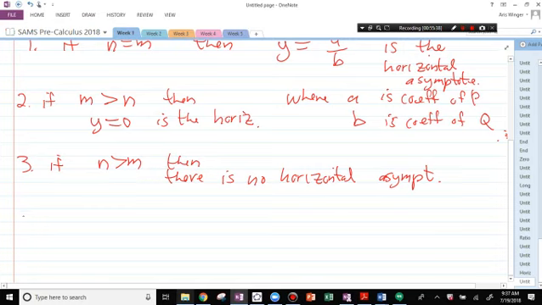Pretty straightforward problem on the test next week will be one of these. Find the horizontal asymptotes.